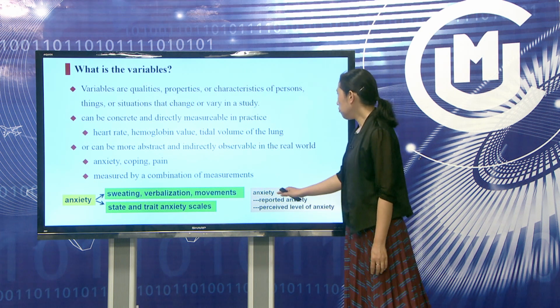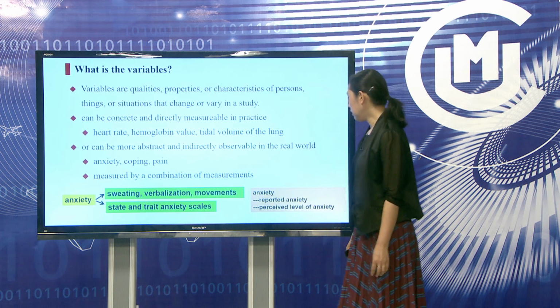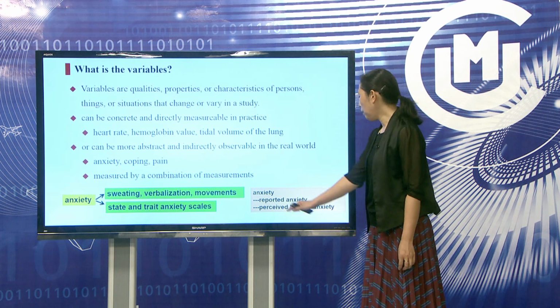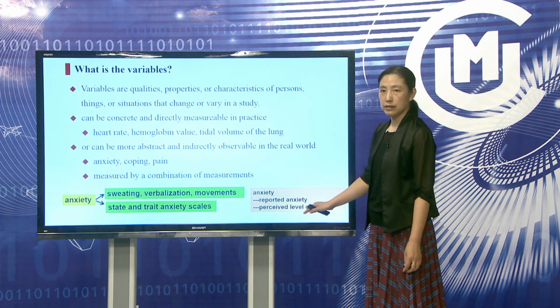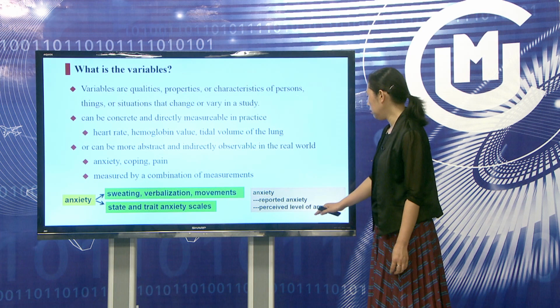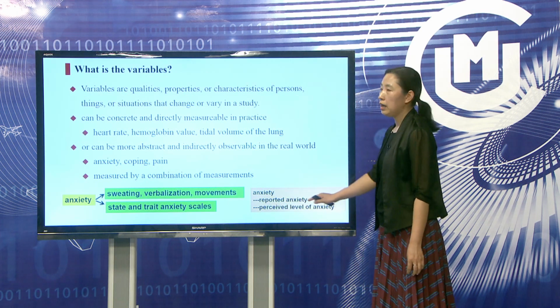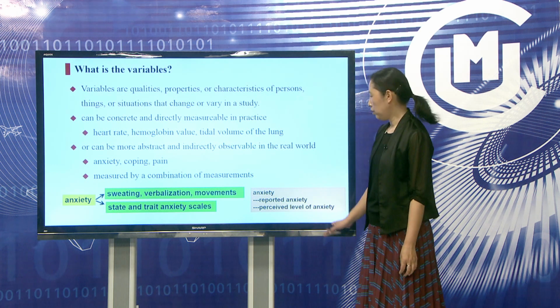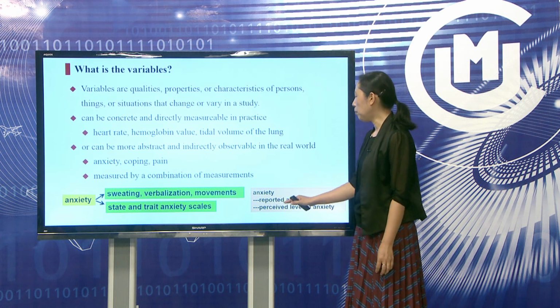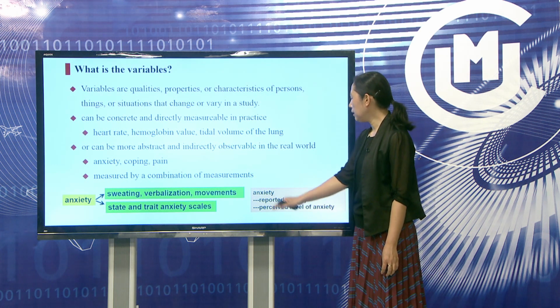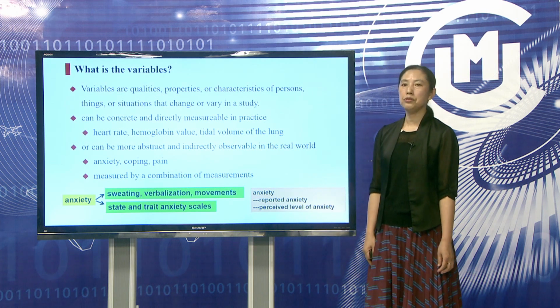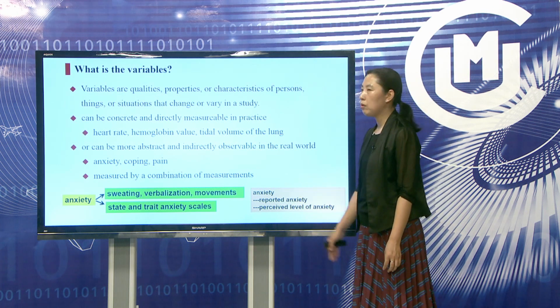So for this variable anxiety, we can use reported anxiety as the operational definition, and we can use the perceived level of anxiety as the name of the variable. This is another name of the variable, but they are all related to anxiety. So you need to make sure which one you want to use.